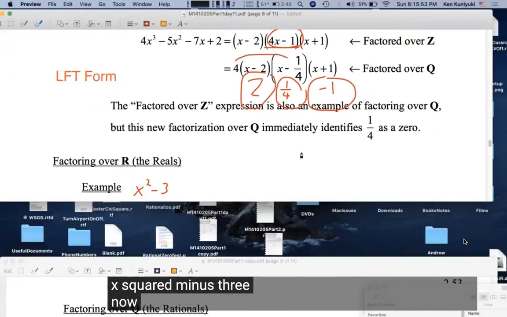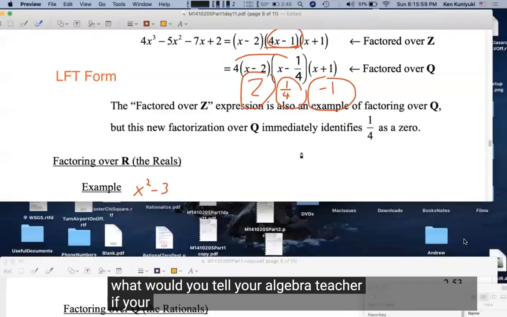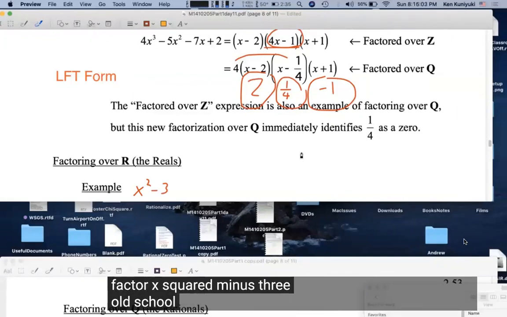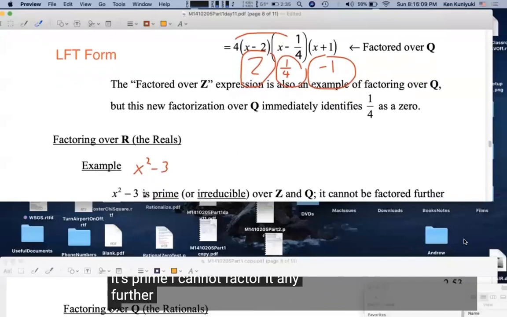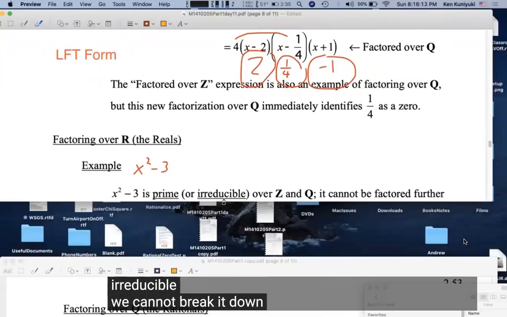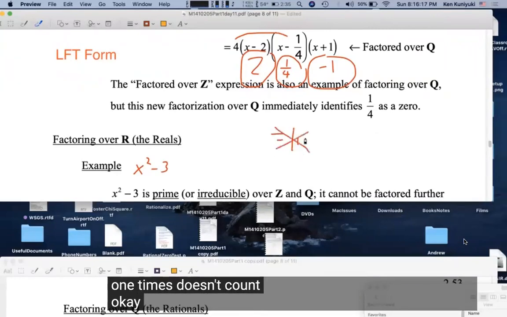Now, in the olden days, in your algebra class, what would you tell your algebra teacher if your algebra teacher asked you to factor x squared minus 3, old school? You'd say, it's prime. I cannot factor it any further. X squared minus 3 is prime or irreducible. We cannot break it down any further. And 1 times doesn't count, okay?